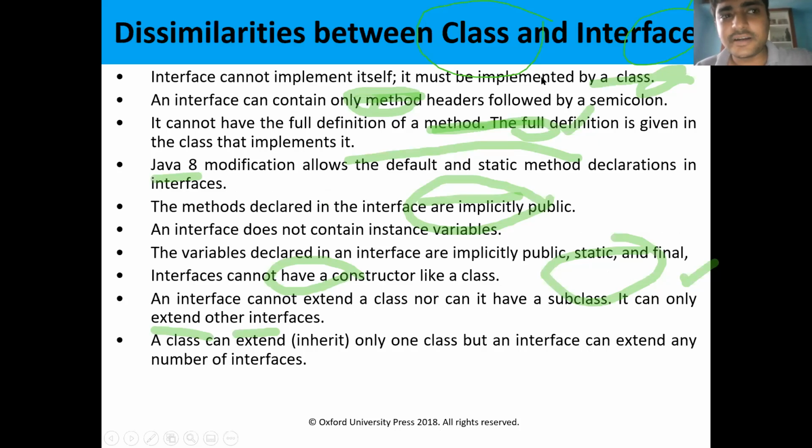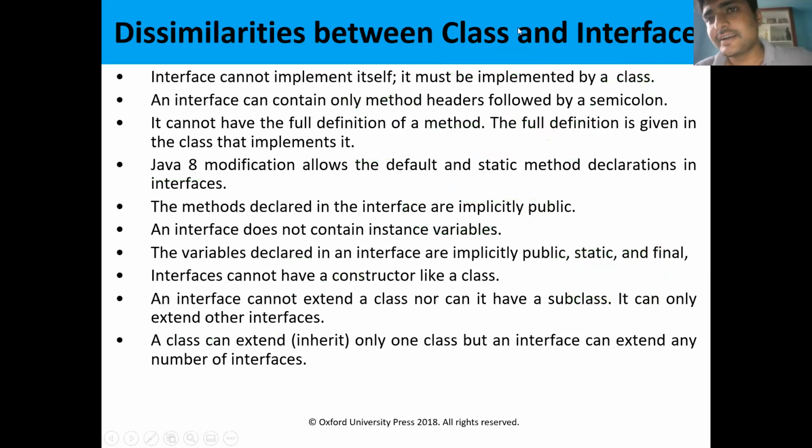So let us see some dissimilarities between class and interface. That means we are comparing the interface with the class. While comparing, we are getting some similarities and some dissimilarities. So let us check the dissimilarities, that means differences. An interface cannot implement itself, but the class can implement itself.